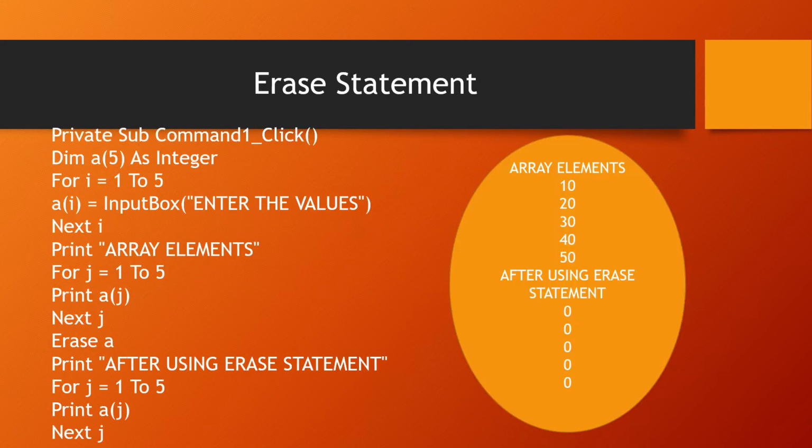Here we have an example for the Erase statement. We have declared an array A and using the input box we are getting the elements to be stored in the array from the user, and using another for loop we are printing the elements stored in the array, and we use the Erase statement, Erase A. So after using the Erase statement we are printing the elements in the array. So all the values of the array are reset to 0.